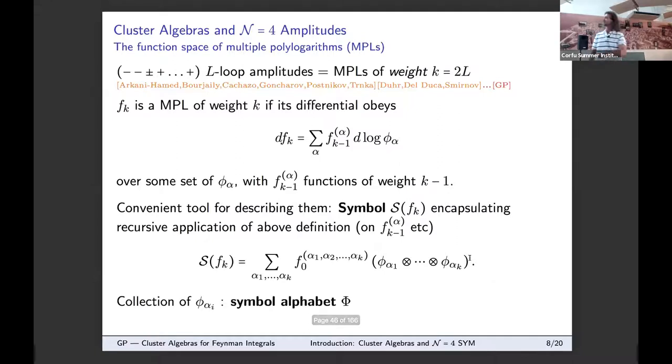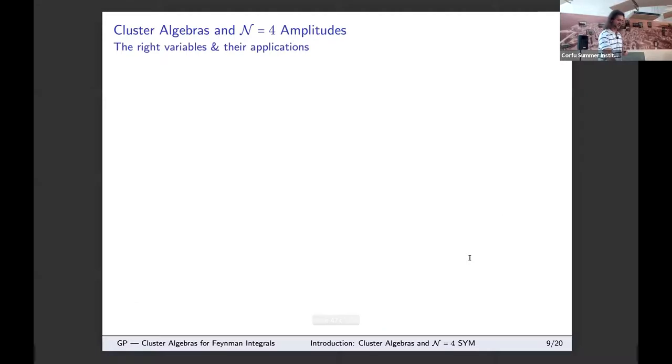So the collection of all these phis that are rational or algebraic functions of your external kinematics is called the symbol alphabet. So now that we have defined our functions, let's see what cluster algebras do for us. Cluster algebras provide the right variables to describe these functions. And now that we have defined them, instead of right variables, I should say they tell us what the symbol alphabet of these functions is in this very general class.